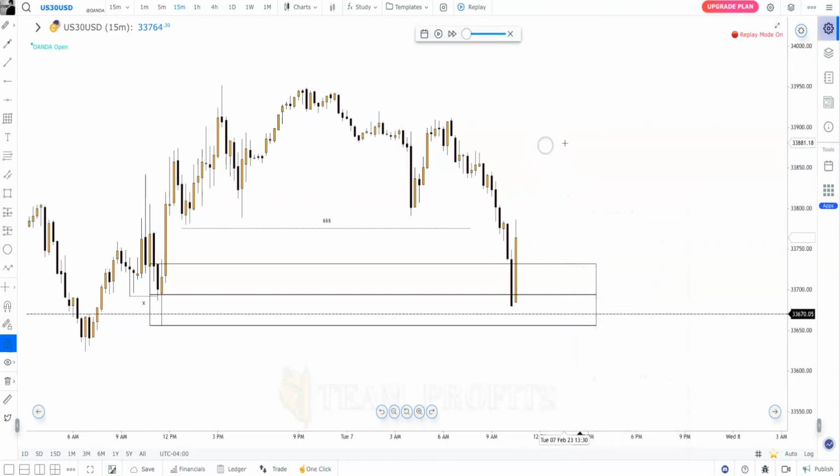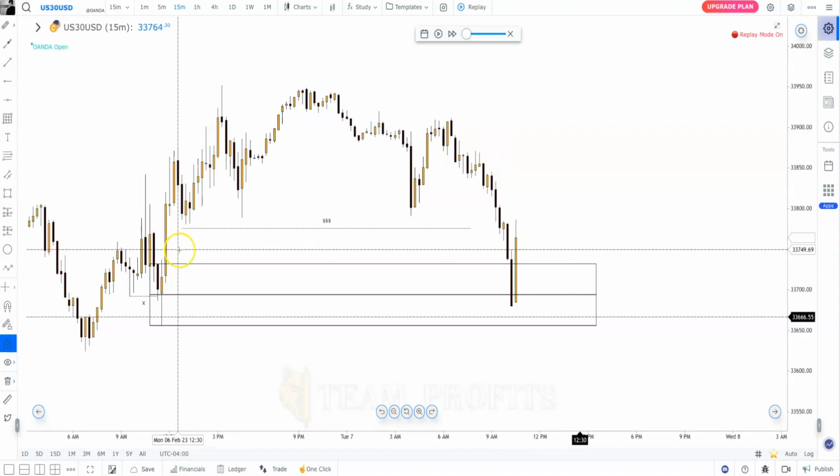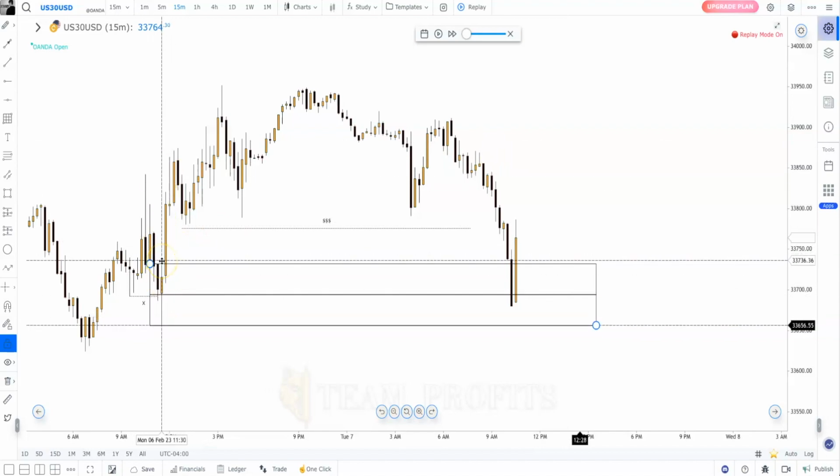Okay, when it comes to smart money and order blocks, there are different ways of marking this structure up. Different ways. Okay, how?